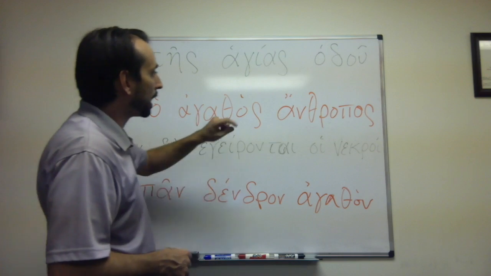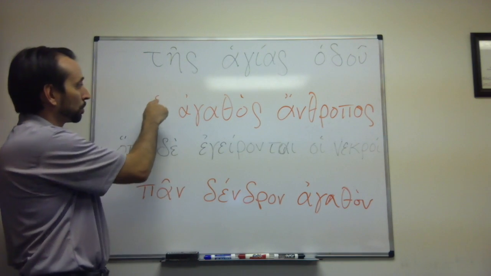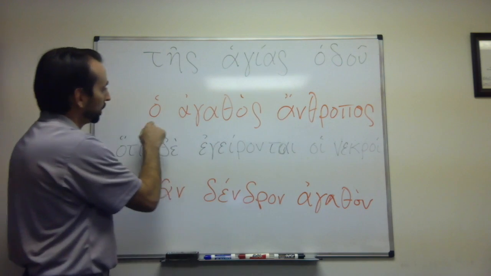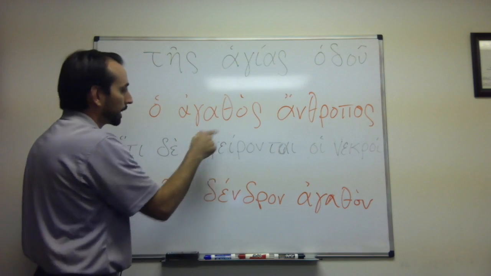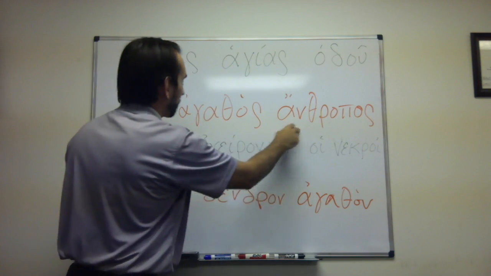So you would translate it, and he gives you this example here on the top of page 93. Ho agathos anthropos. Remember, this is rough breathing, smooth breathing, smooth breathing. So it's not hagathos, it's agathos. Did I write that right? Yeah, sure did. Ho agathos anthropos.